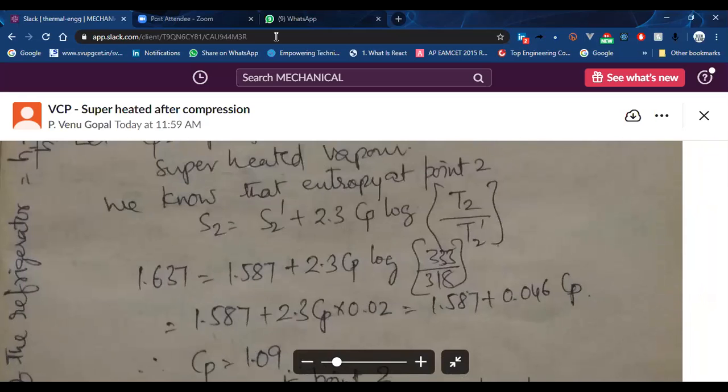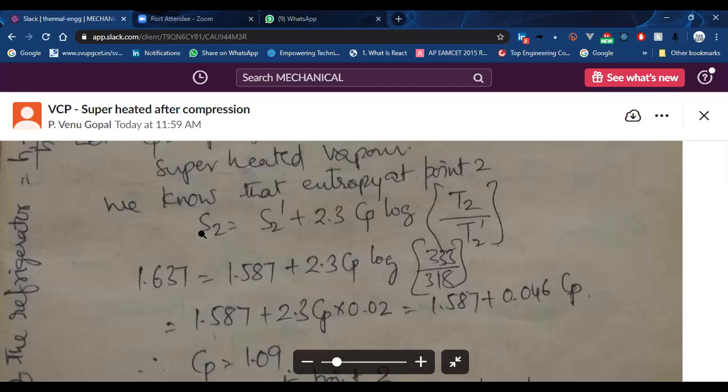Okay. So look at the diagram once again. S2 is equal to S2 dash plus 2.3 Cp log of T2 by T2 dash. There is a formula. Okay. You have to remember this.